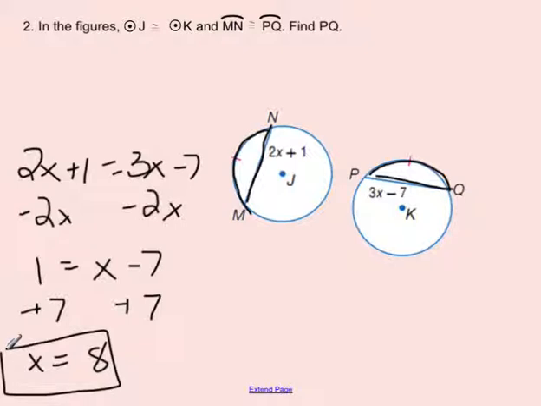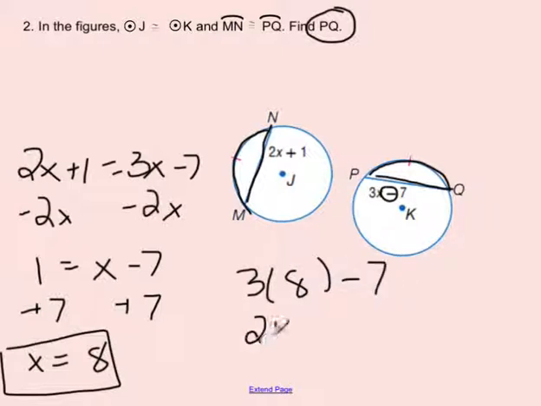That's not all of what the question's asking. It's asking us to find PQ. So I actually need to plug in 8 for x. So I have 3 times 8 minus 7. 3 times 8 is 24. Minus 7 is going to be equal to 17. So that's your final answer for number 2.